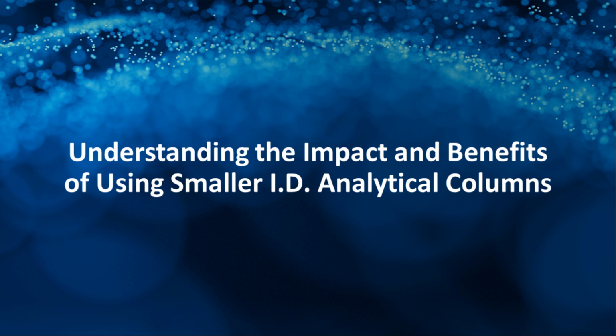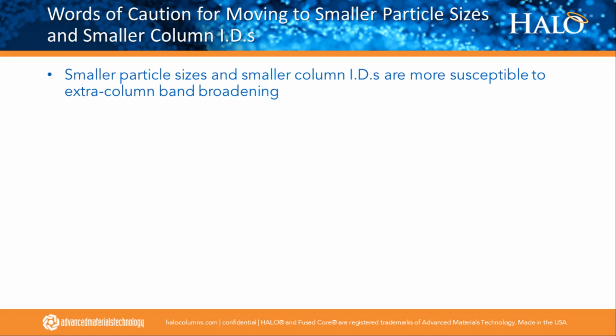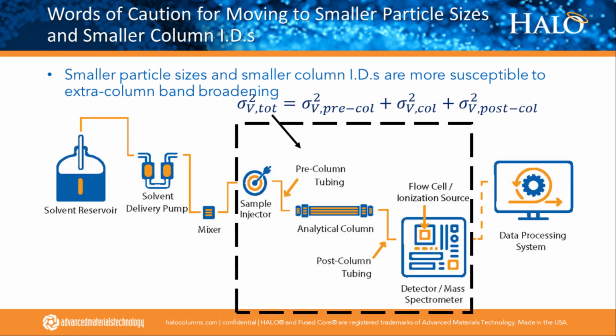So now let's talk about understanding the impact and benefits of using smaller ID analytical columns. I do have some words of caution for moving to smaller particle sizes and smaller column IDs. Those particular characteristics are more susceptible to extra column band broadening. And what I mean by that, everything here in the dashed black line is contributing to extra column or the total dispersion of the system.